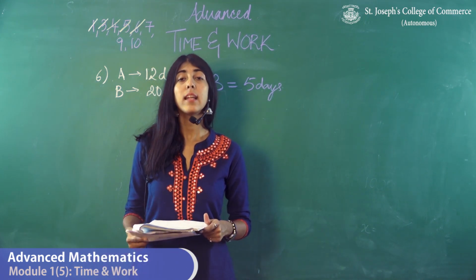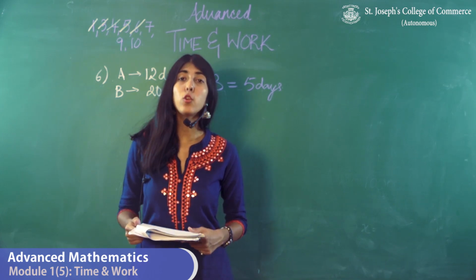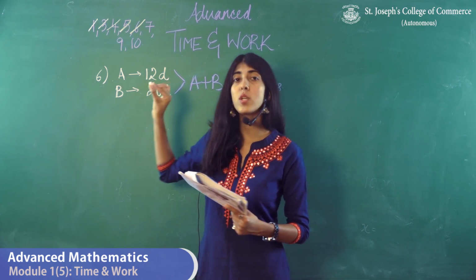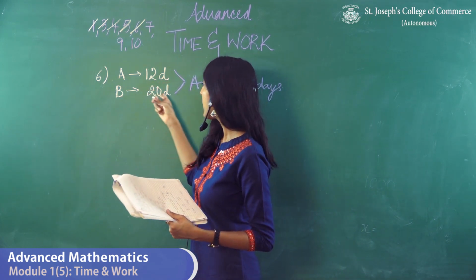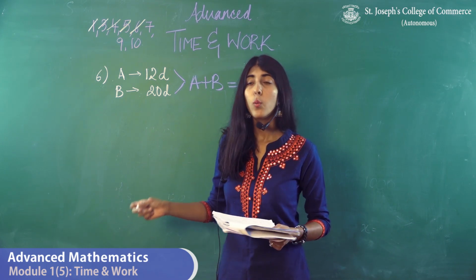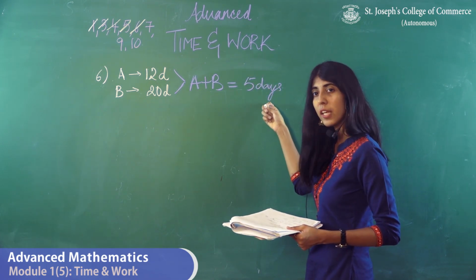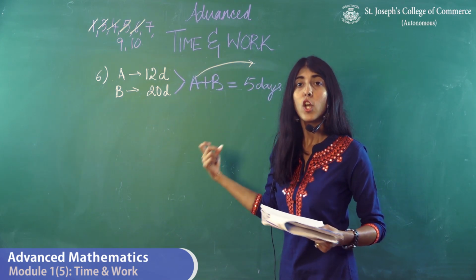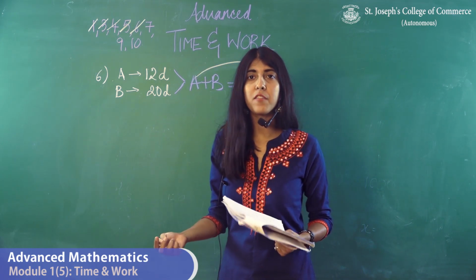Now in this case, let's assume that I am A and you are B. So I am taking 12 days to finish a work if I do it alone, and you take 20 days to finish the same work if you do it alone. Together, we end up working only for 5 days and then A leaves. That means I leave. So together, both of us worked only for 5 days.